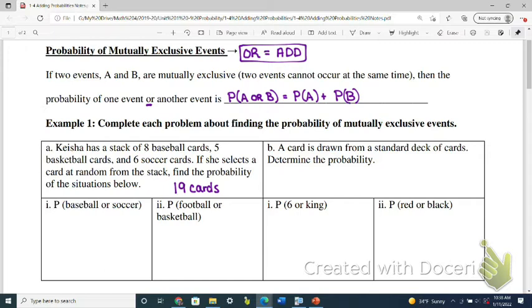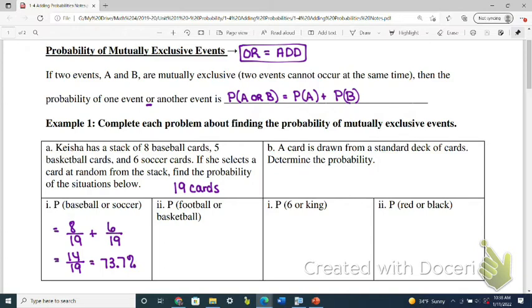So the probability of a baseball card is 8 out of 19, and the probability of a soccer card is 6 out of 19. And when we add fractions, we add the numerators and keep the denominators as long as they are alike, and we get 73.7%.